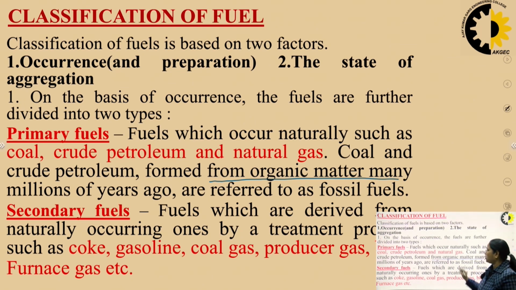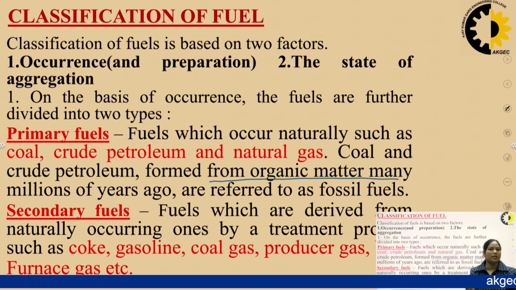We use this fuel as it is. Secondary fuels are the fuels which we derive from the primary fuels. As we all know, energy cannot be created and cannot be destroyed, but it can be converted. So the energy of primary fuel will be converted into the energy of secondary fuel. Examples of secondary fuels are coke, gasoline, coal gas, producer gas.